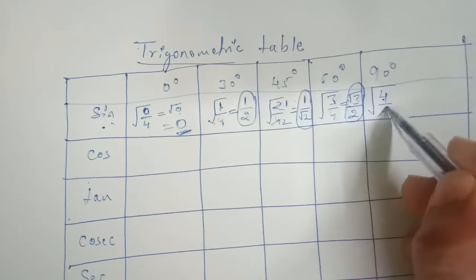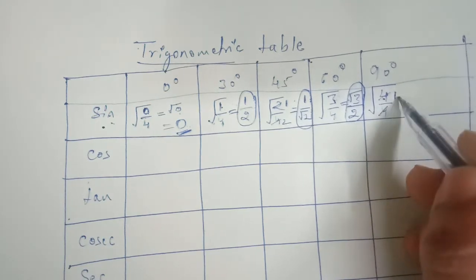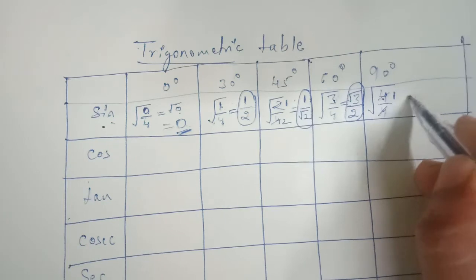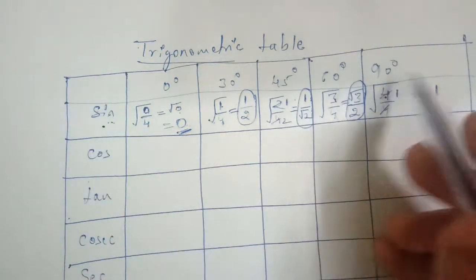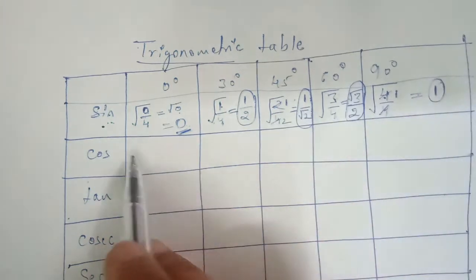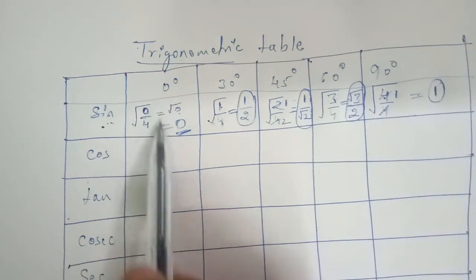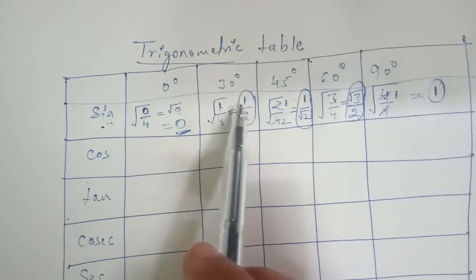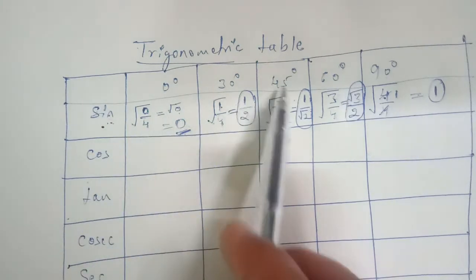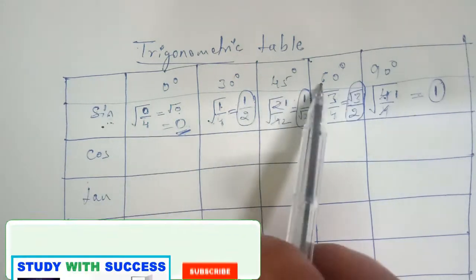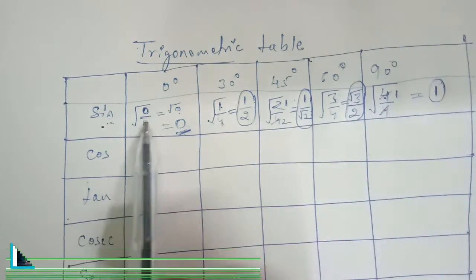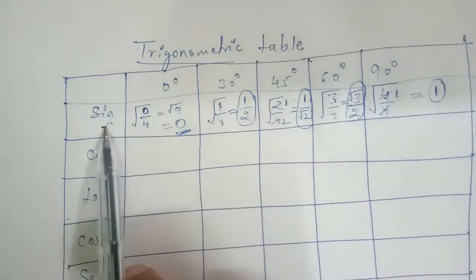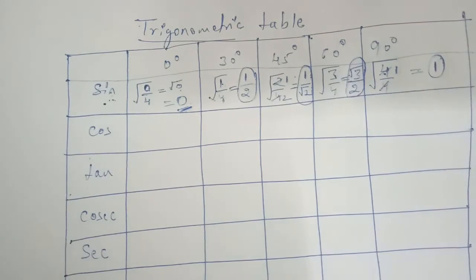4 upon 4, both will be cancelled. We get 1 and 1 never remains in the under root, so 1 will come out. So it means the value of sine 90 degree is 1. So student, we have calculated sine 0 degree 0, sine 30 degree 1 upon 2, sine 45 degree 1 upon root 2, sine 60 degree root 3 by 2, sine 90 degree 1. So you can either calculate like this or you can learn by heart. By calculating the value of sine, the other values can be calculated.